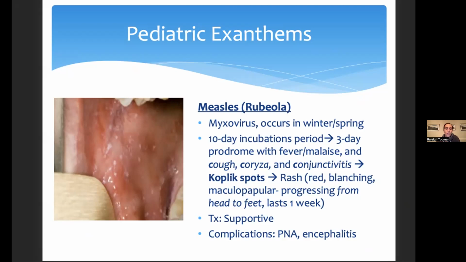The treatment is supportive, but the complications are horrible, which is why we care so much about people getting treated for measles. You can get acute disseminated encephalomyelitis, which is a demyelinating disease that happens during recovery, or you can get SSPE, which is subacute sclerosing panencephalitis, a progressive and degenerative disease of the CNS that happens years later. So measles has pretty devastating consequences.